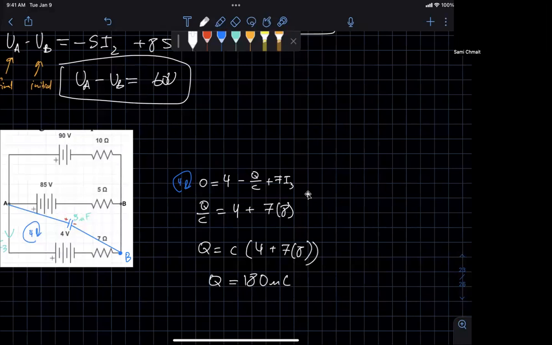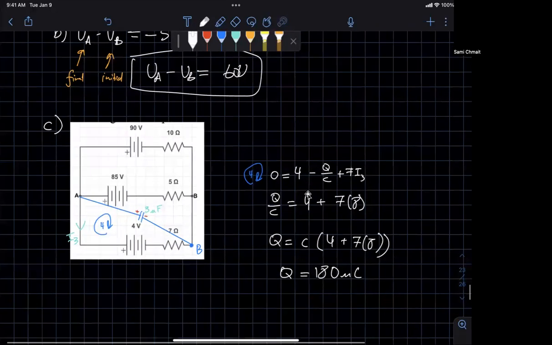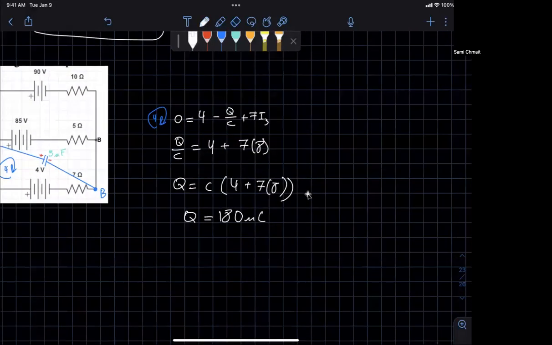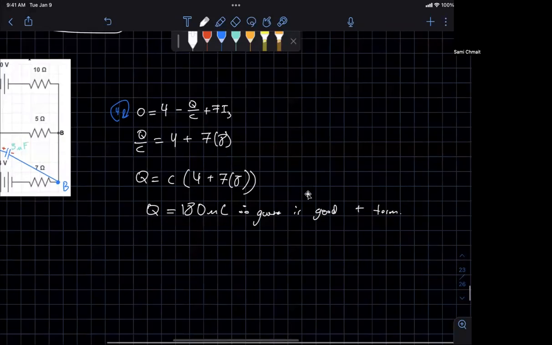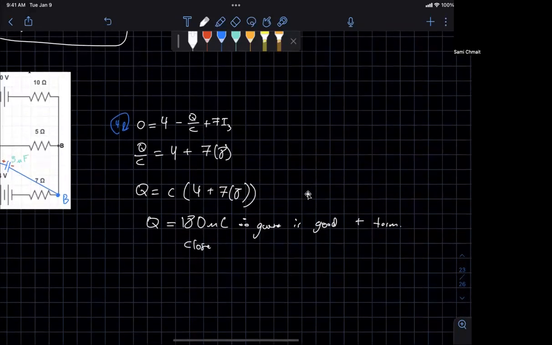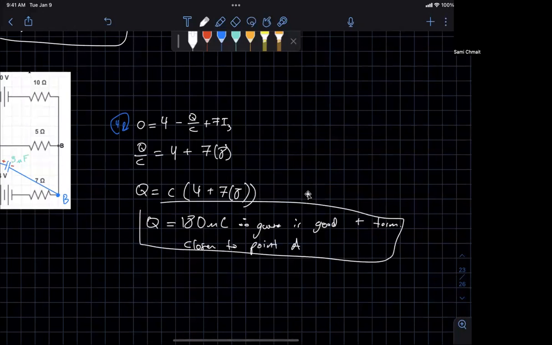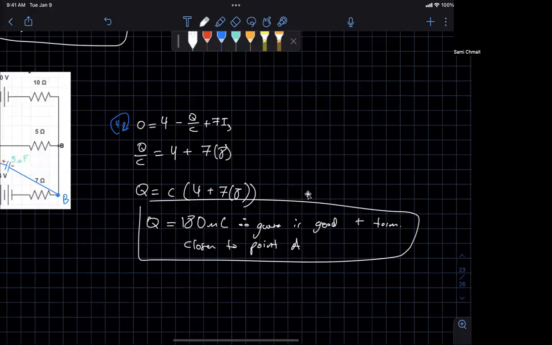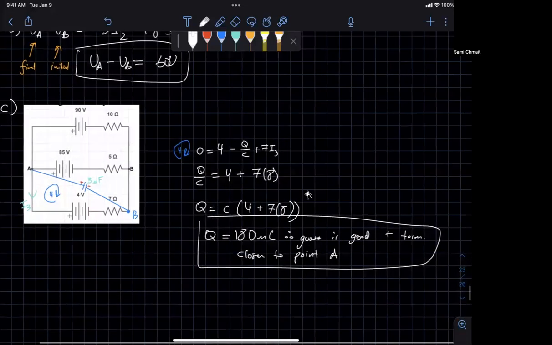Our answer came out positive. This tells us our guess was good. The plus terminal is in fact closer to the point A. So therefore, guess is good, plus terminal closer to point A. If your answer came out negative, then you know the guess was wrong. The plus terminal is actually closer to side B. Okay? We're clear on that? That's kind of the one way we can, yeah.